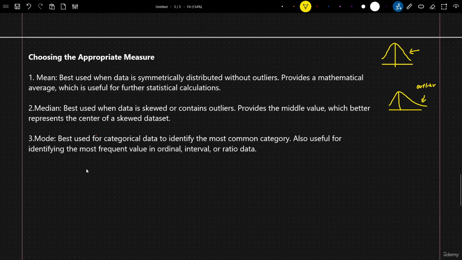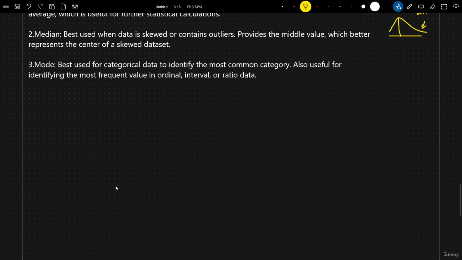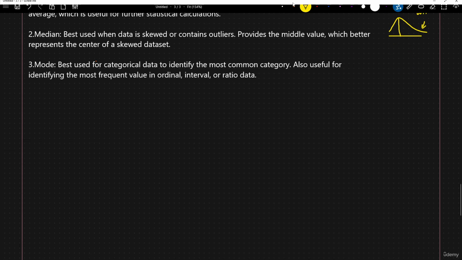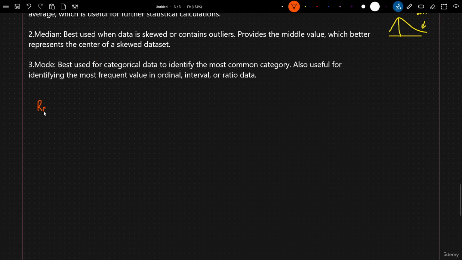But now let's go ahead and determine the real world applications.